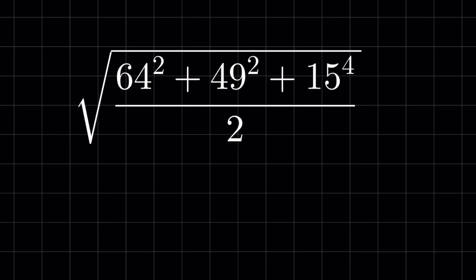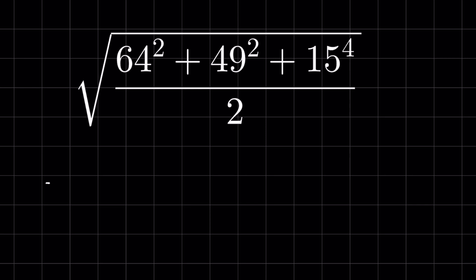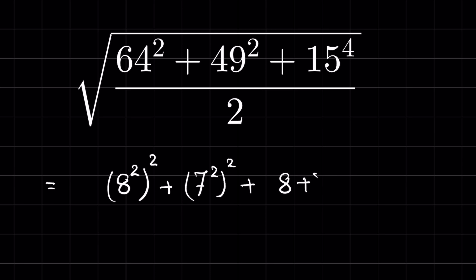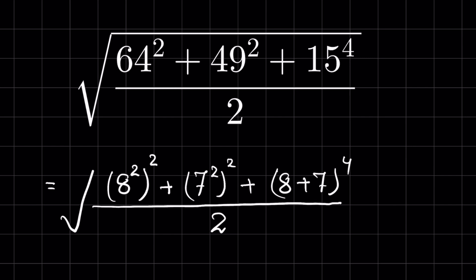Simplify the square root of (64² + 49² + 15⁴)/2 without using a calculator. So let's try. 64² we can write as (8²)², plus 49² as (7²)², plus 15, which we can write as (8 + 7), whole raised to the power 4, upon 2, under square root.